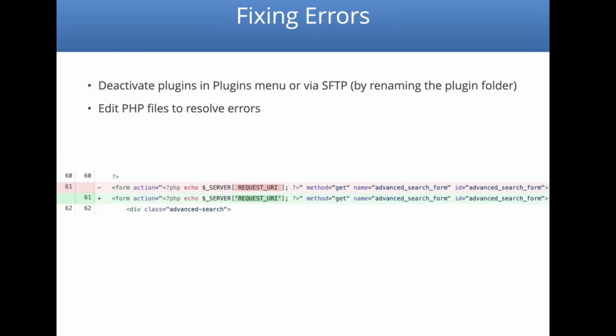And as I mentioned before, you can deactivate your plugins in SFTP if you can't get to it in the plugins menu. If you see the fatal error and you can't access the WordPress backend, then you go into your file system and rename the plugin folder. One of the tips I have for doing that is I like to just put a dash at the beginning of the name. This way, if you have it sorted alphabetically, it'll go to the top and I can find it again easily.